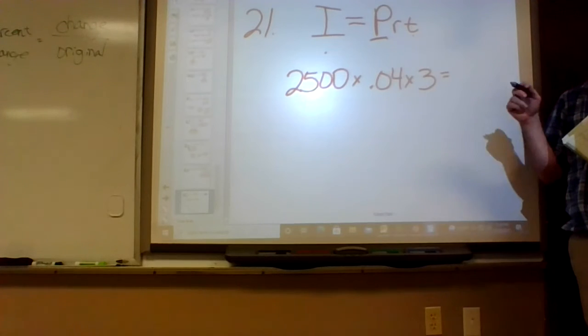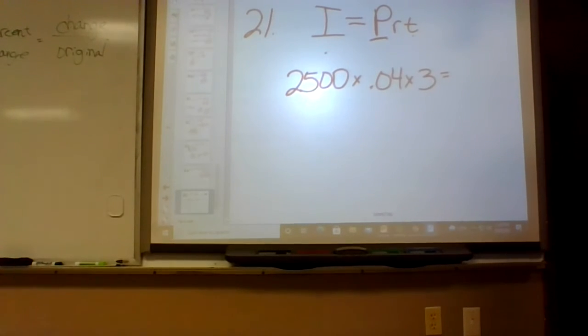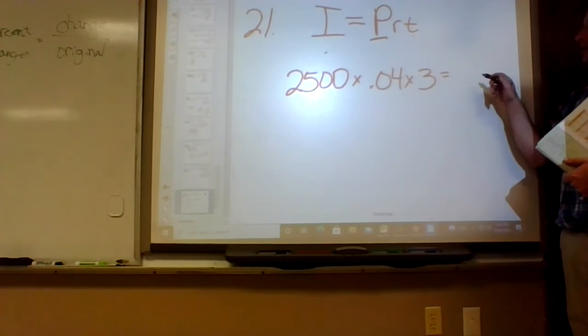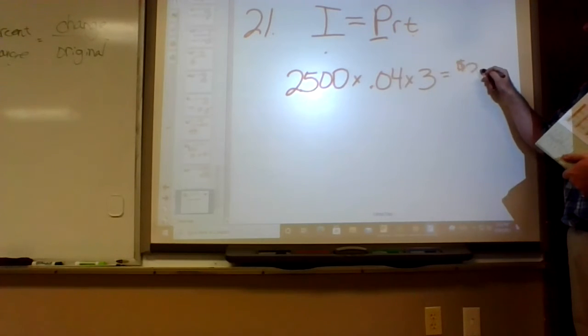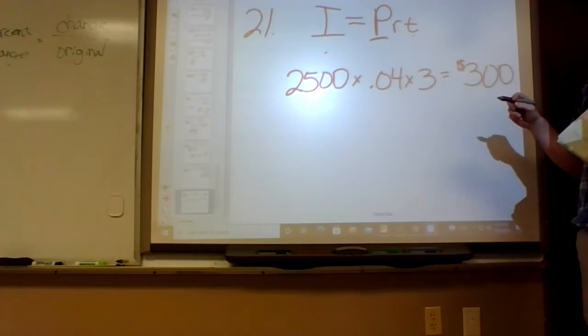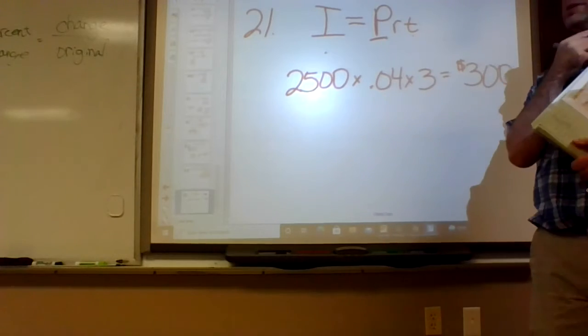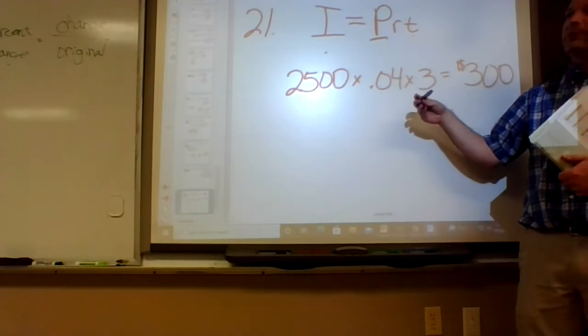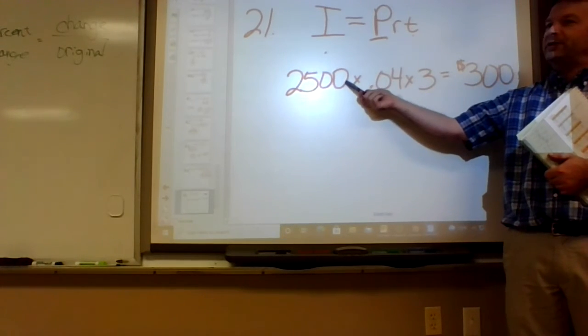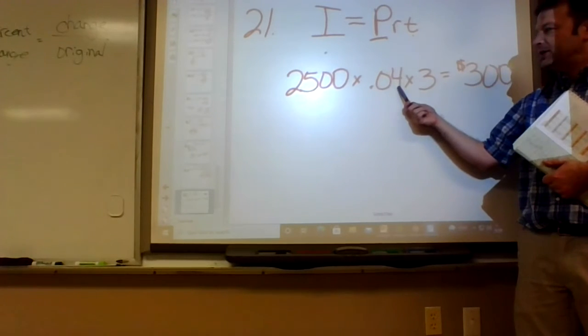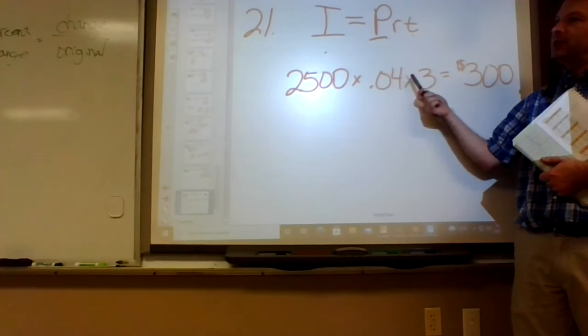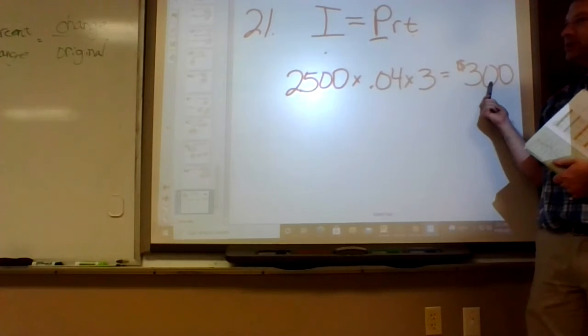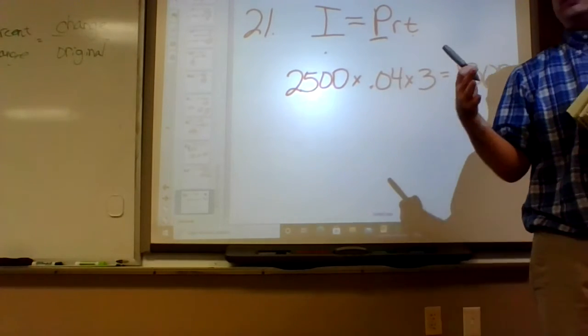Somebody already did it? Yeah, 300. That equals 300. What that means is the $2,500 that was invested is gonna earn 4% every year for 3 years. So you get 300, it's like 300 extra bucks that you wouldn't have had before.